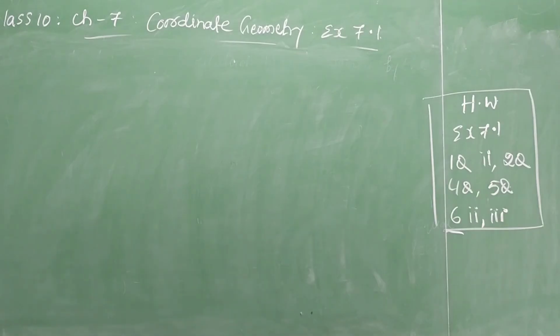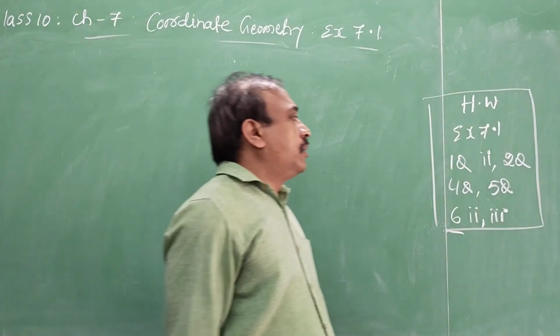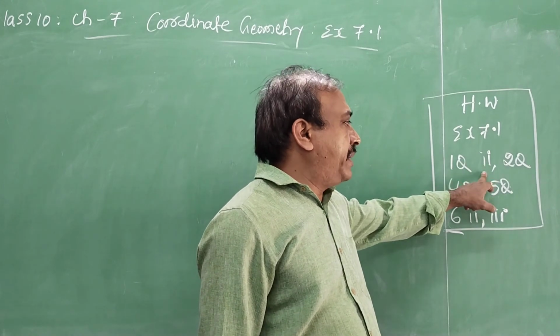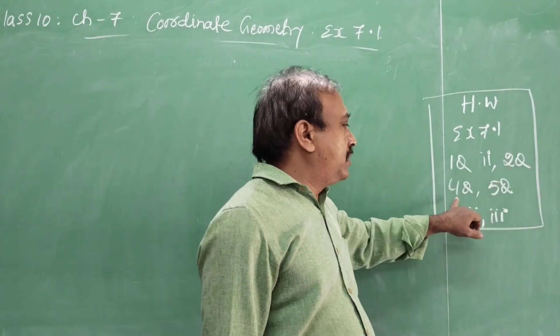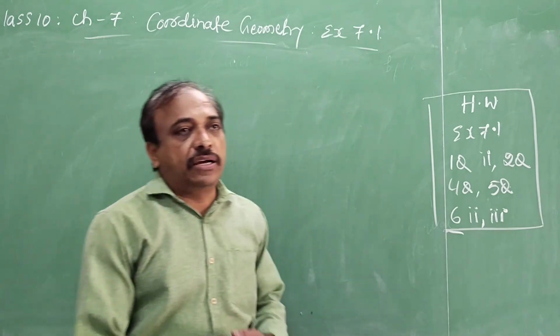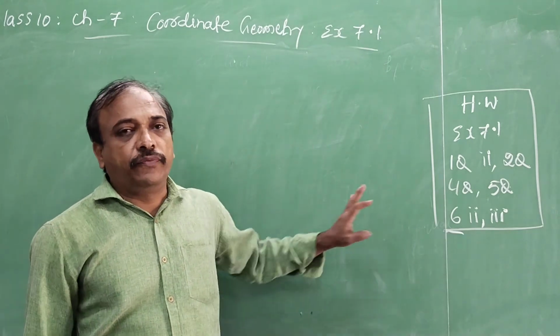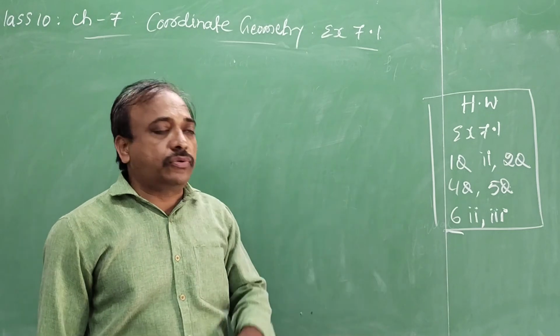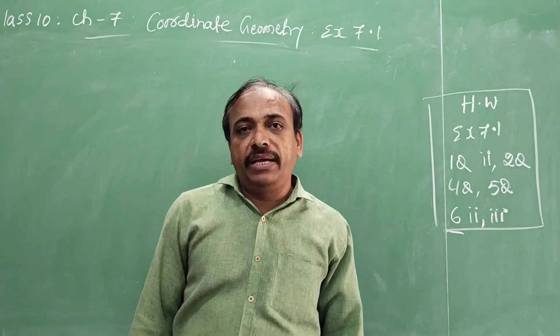So here we have some homework questions from exercise 7.1. Question number 1, second bit. Second question, 4, 5th, 6th one, second and third bits. So these are all based on the distance formula. Even the leftover questions we will see in the upcoming classes.